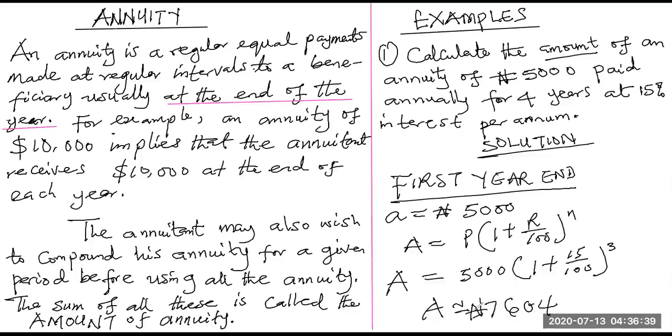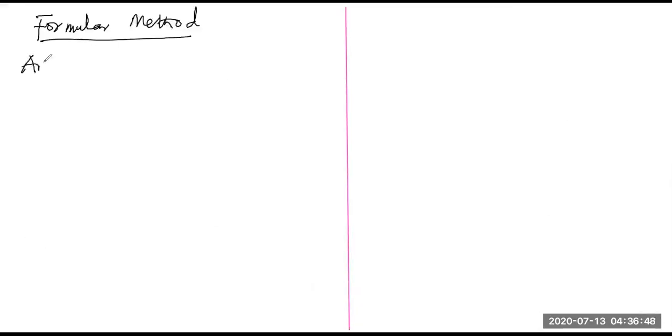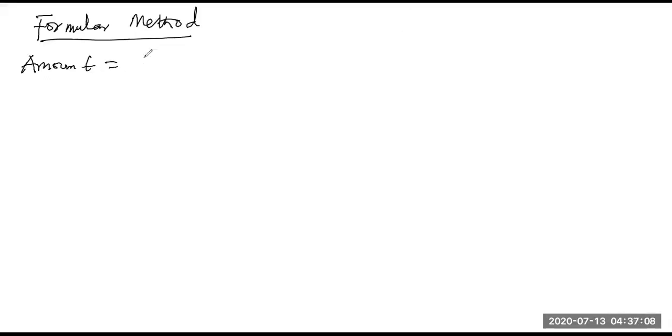Alright, perfect. That is it. So I can now say that my amount of annuity is equal to... now, the first year, what do I have in the first year? Instead of this 7,604, I will use this particular one, the unsimplified one. So it is 5,000 into whatever we have inside this: 5,000 into 1 plus 15 over 100 raised to the power 3. This is the one we had, the unsimplified value.